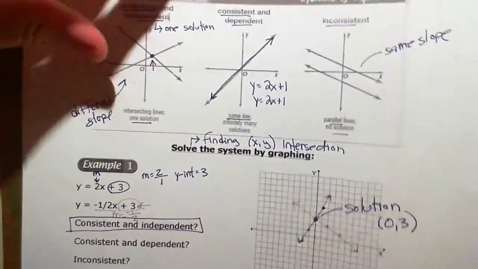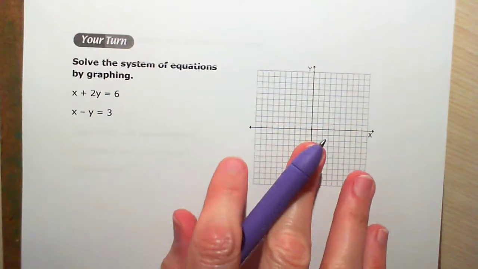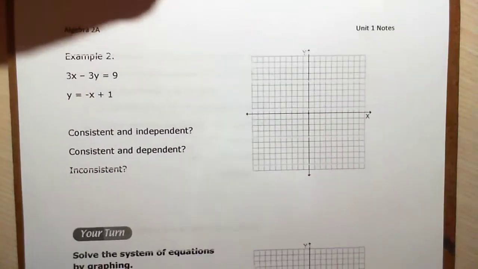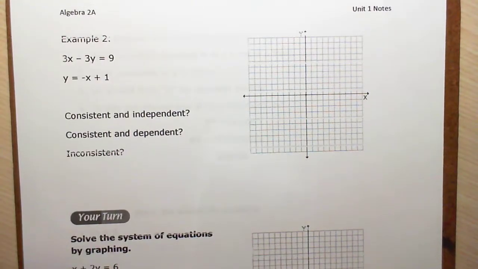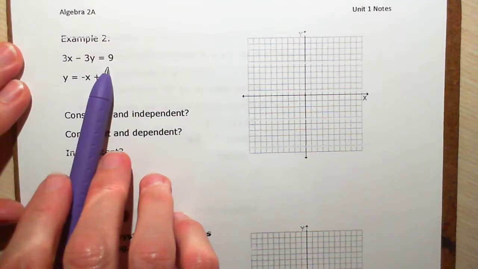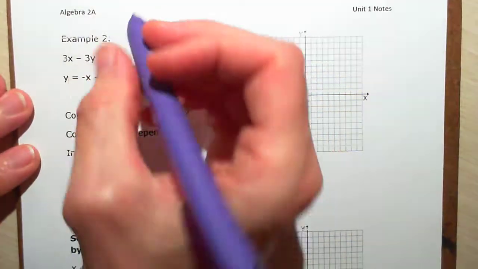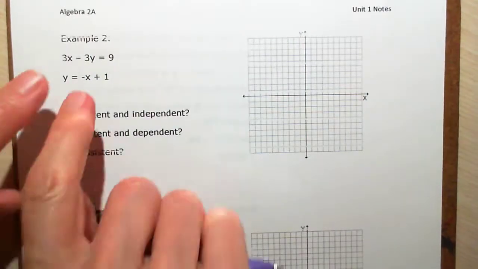Okay, let's check out another one. So example 2, same thing, we need to graph them. You'll notice this one isn't in slope-intercept form. You have a couple options here.